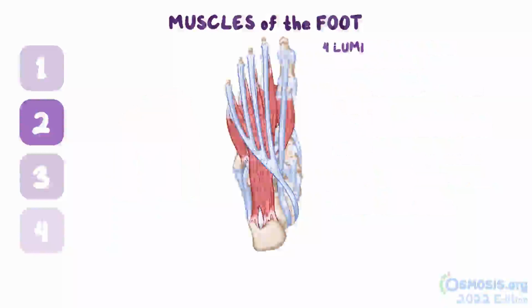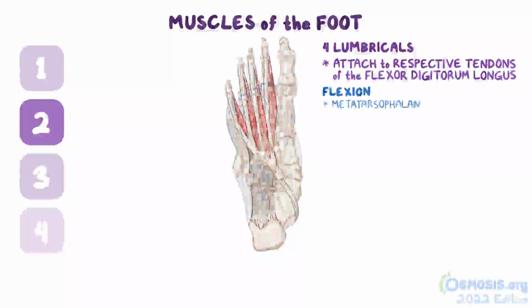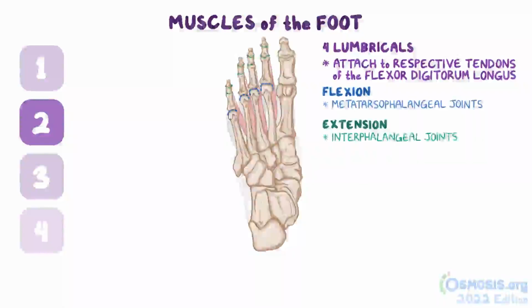And then there are the four lumbricals, which counts as one for our 3-2-3-2 memory trick. They're located medial to and attached to their respective tendons of the flexor digitorum longus, like little satellites. This group of muscles causes flexion of the metatarsophalangeal joints and extension of both interphalangeal joints.